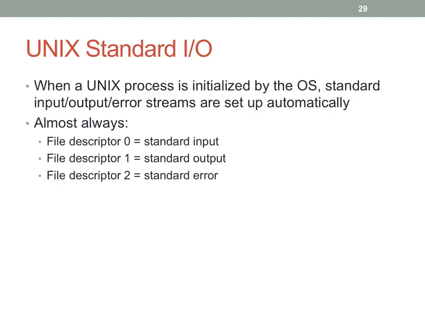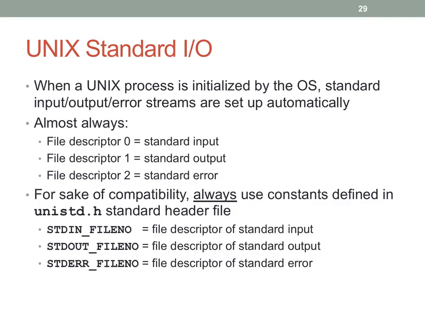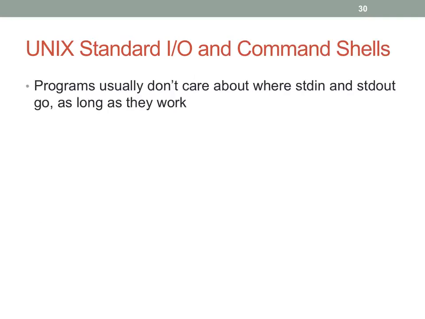The last thing that I want to talk about, just because we're almost out of time, is file descriptor 0 is almost always standard input, 1 is almost always standard output, and 2 is almost always standard error. Those are the file descriptors that are always set up for you. You should use the definitions from the UNIX standard header. I won't spend any time talking about that.